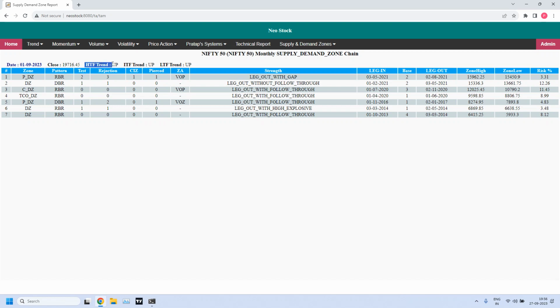And what is HTF trend? For monthly time frame, what is the HTF? Yearly is the HTF. So, yearly trend is up. ITF for monthly time frame, what is the ITF? That is quarterly. For quarterly, trend is also up. LTF, lower time frame. Lower time frame is always the time frame we selected. In this scenario, it is monthly. So monthly trend is also uptrend. So basically, the trend indicates it is bullish at monthly time frame because time frame is very important.